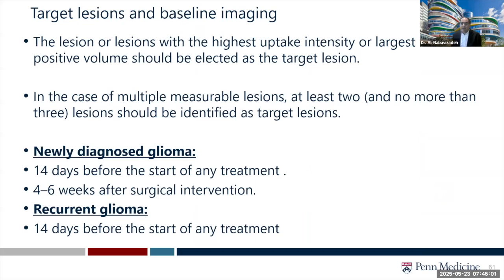This is a similar concept to RANO. And if you have multiple lesions, at least 2 lesions and not more than 3 would be considered as target lesions. Timing of imaging for newly diagnosed gliomas: we need to image 14 days before the start of any treatment. If the patient had surgical intervention, we need to wait 4 to 6 weeks after surgery. It's very important because surgery and post-surgical changes, including hemorrhage or ischemia or inflammation in the surgical bed, could cause some false positives on PET. So wait 4 to 6 weeks after surgery. And for recurrent glioma, imaging needs to be done within 14 weeks before the start of any new treatment.